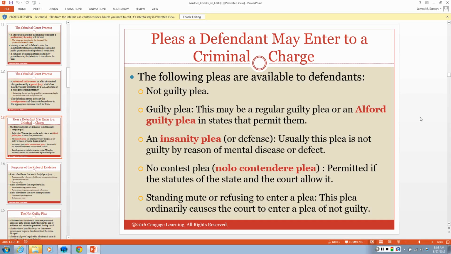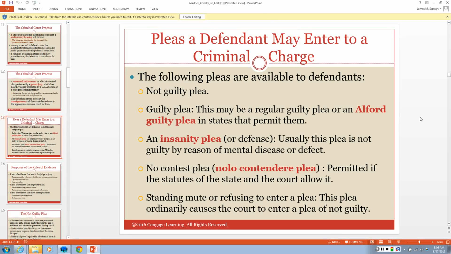You can also enter an insanity plea or an insanity defense. Usually this plea is not guilty by reason of mental disease or defect, and that means that the person could not appreciate the wrongfulness of their actions, and therefore, because of their mental defect or their mental illness, they should not be punished. Even though they did commit a crime, they shouldn't be punished for it because of their mental issues. This is something that also will result in a trial. If you plead insanity, then it's up to the jury typically to make a decision to determine if you were actually insane or if you knew what you were doing.